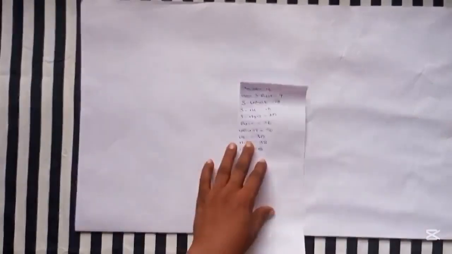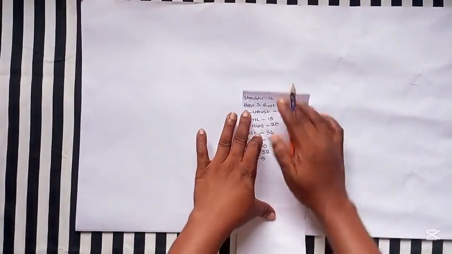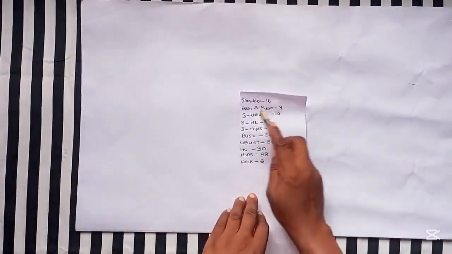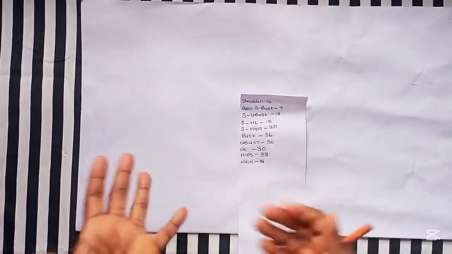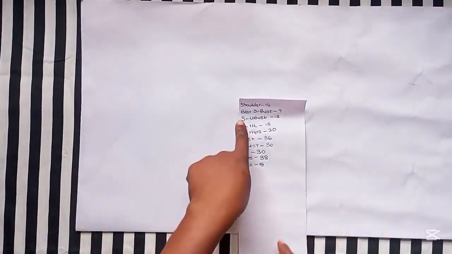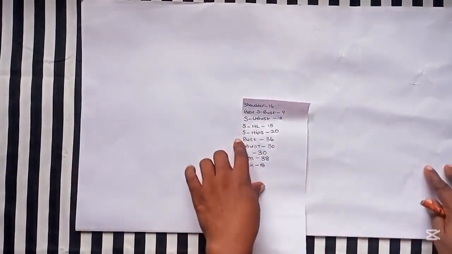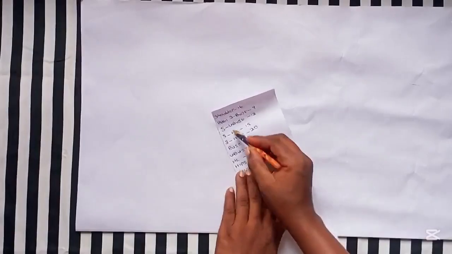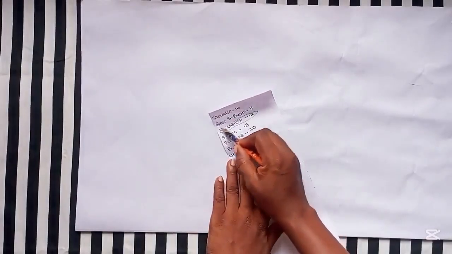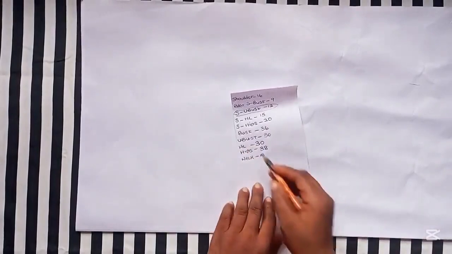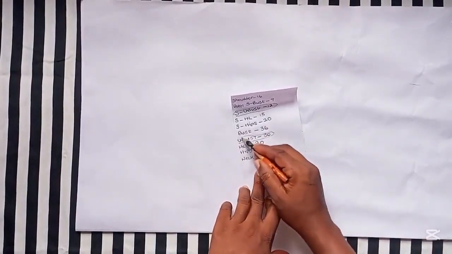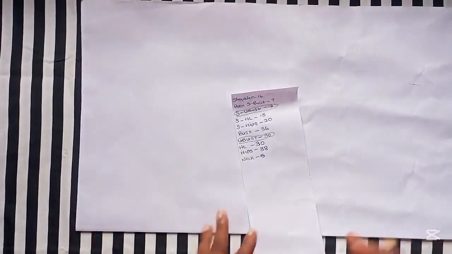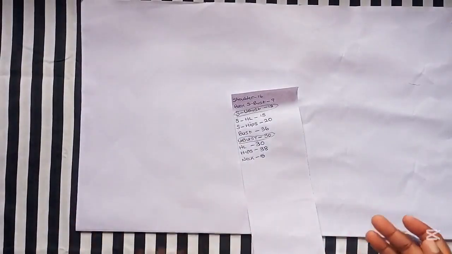The measurements I have here: the shoulder measurement is 16, and the shoulder to bust measurement is 9. In this basic bodice pattern, we are not going to be using the on-bust measurement, so I'm not going to be using it right away. I'm going to go ahead and circle the under bust measurement. I won't be using it because it is called a basic bodice, so I won't be needing any bust tightening whatsoever.